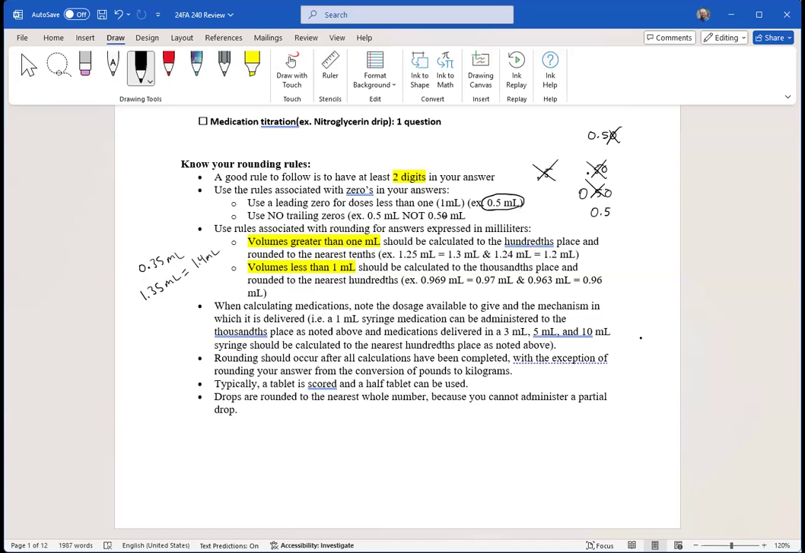And a lot of that is just based off of what available syringe you have. So you may not have a syringe that lets you measure down to the hundredth place. It may only go into the tenths, which is the purpose of rounding. Okay, thanks. You're welcome.